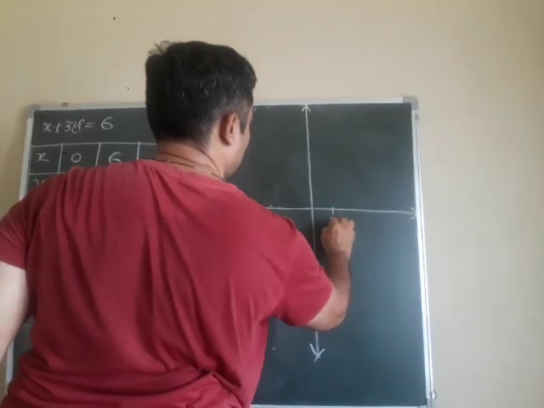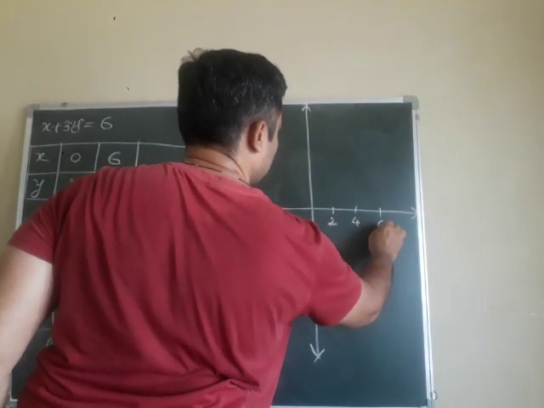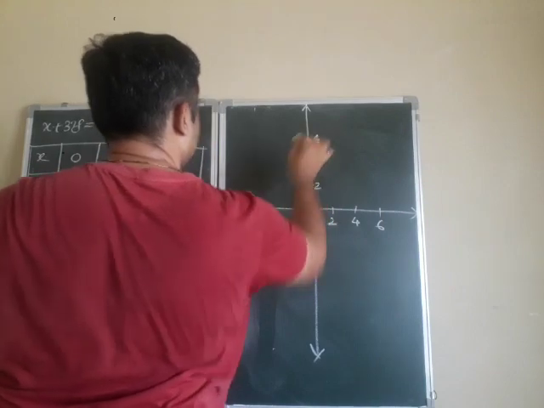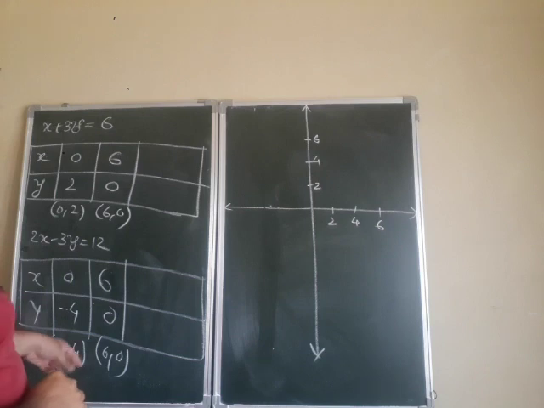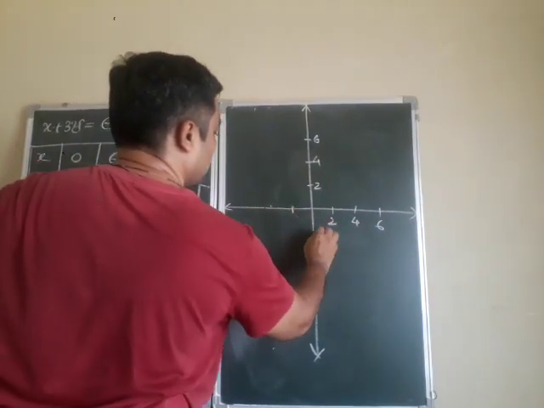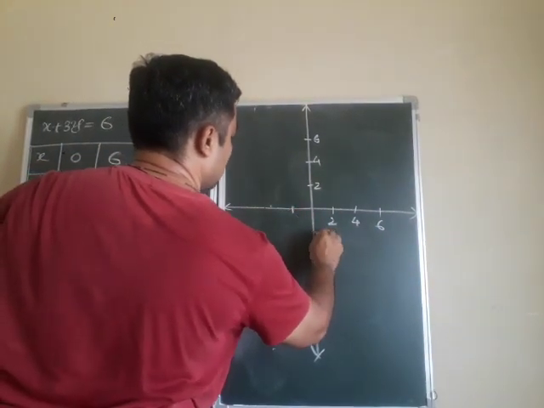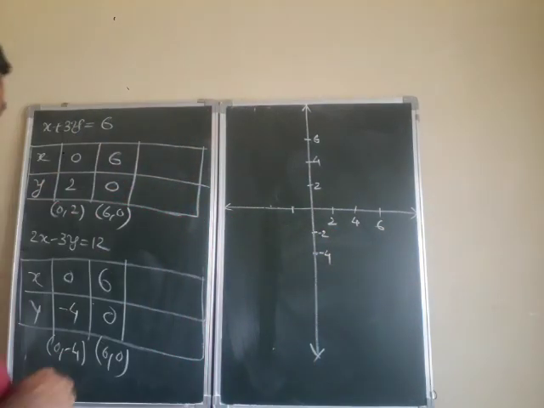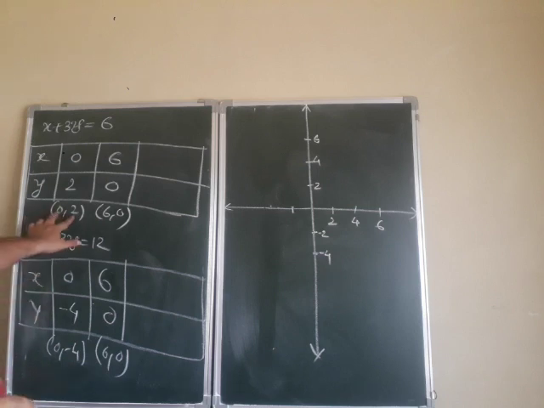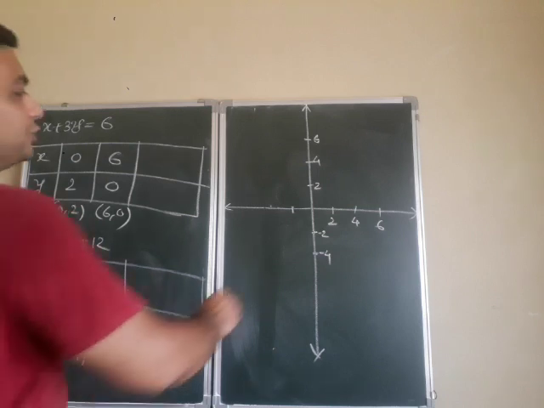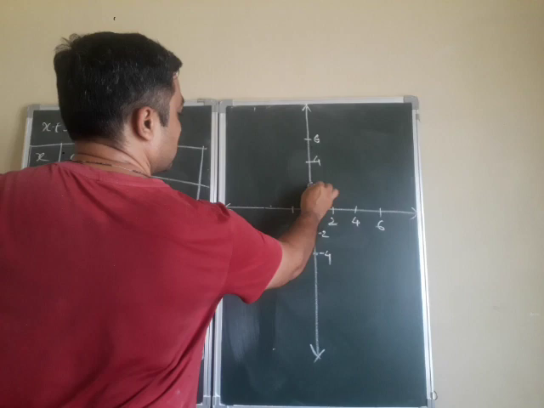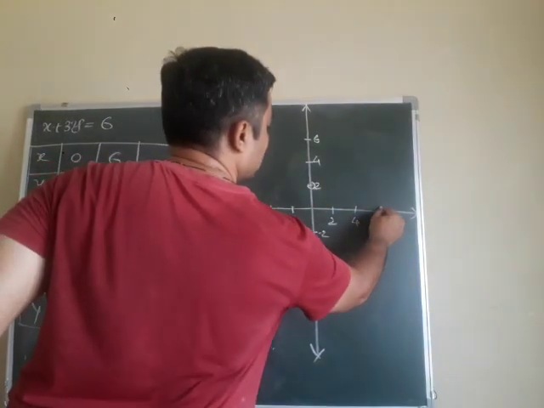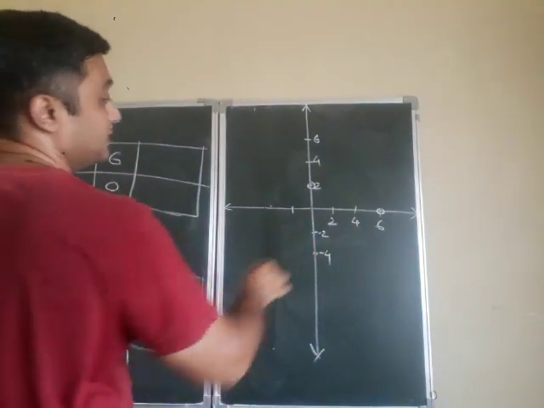Let's take 2, 4, 6, and minus 4. Minus 2, minus 4. Okay, now this is 0, 2: x is 0, y is 2. And 6, 0: x is 6, y is 0. Join them.